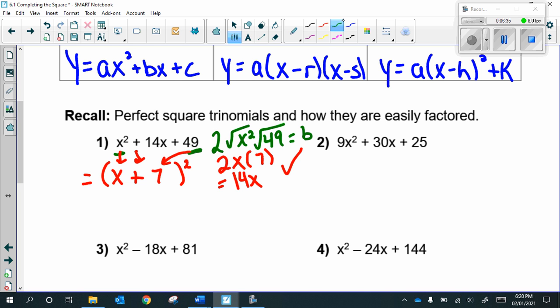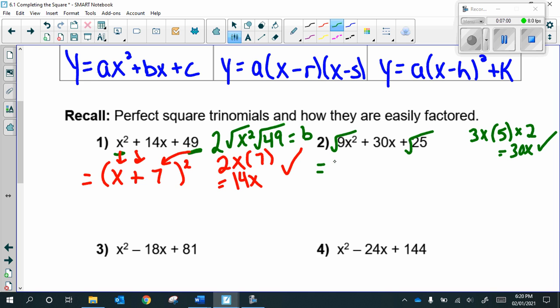The next one, if you take the square root of the first term and the square root of the last term and double it, do we get 30? Let's just check. If we take the square root of 9x squared, we're going to get 3x. The square root of 25 is 5, and we're going to double it. So that's 15x times 2 is 30x, which is the middle term. So this is a perfect square.